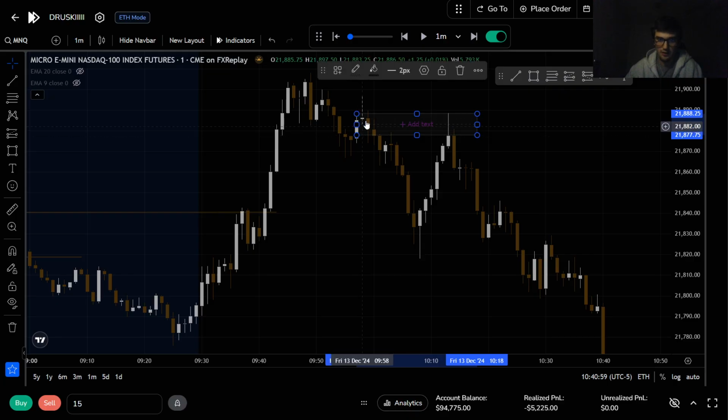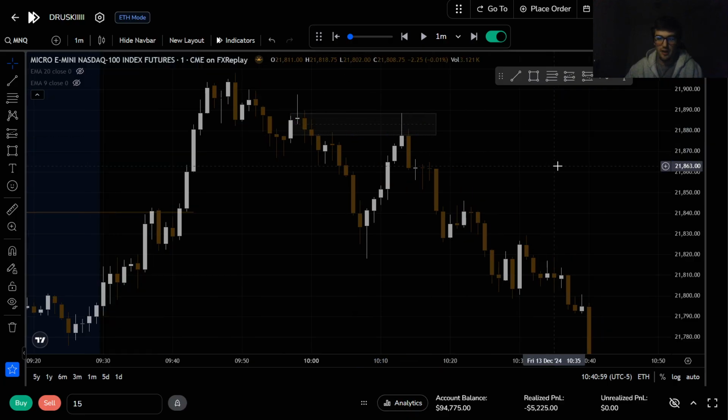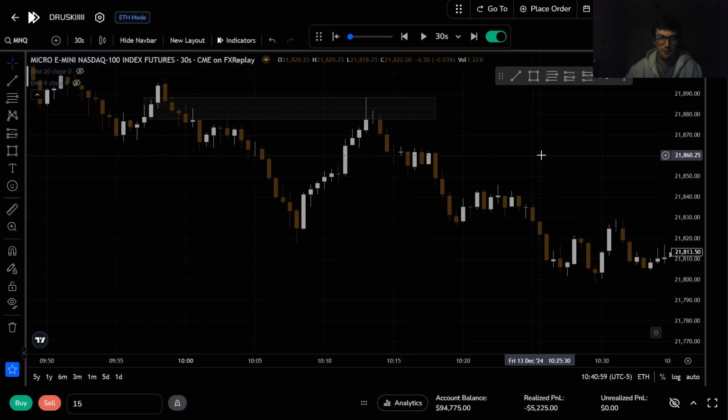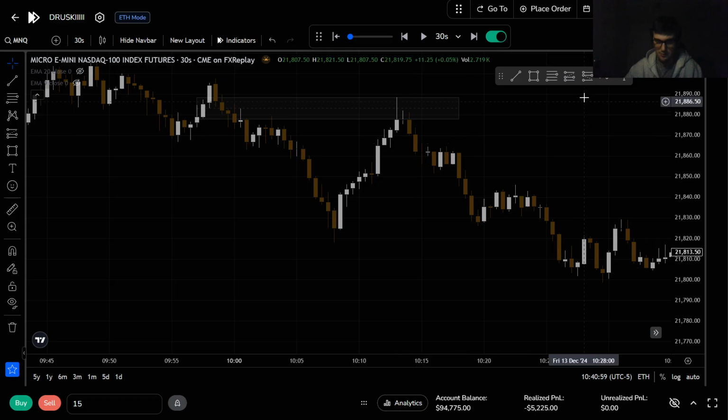Order block right here, or supply or demand zone. And with this candle right here, let's go to the 30-second and bust up this 10:14 candle to see if we could have formed. Yes, that right there is A plus price action.